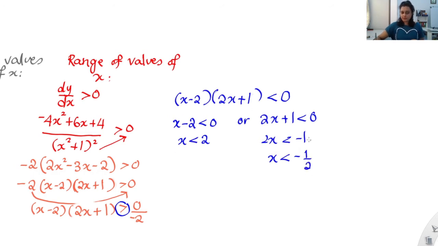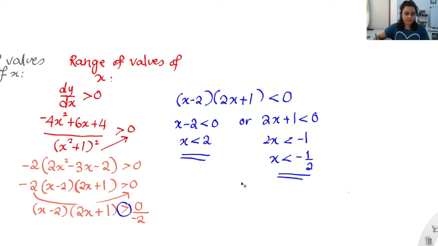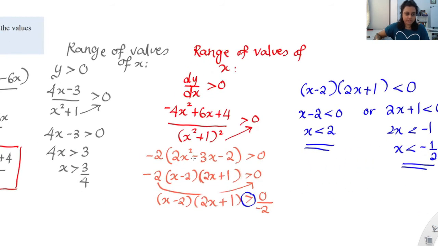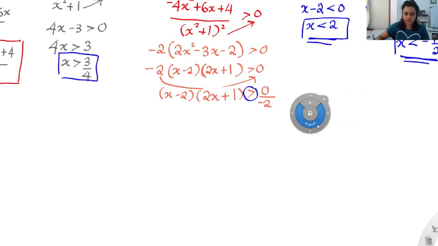Okay, so now our case here, we can write this way. So we already have the range, x lesser than 2, x lesser than negative 1 over 2, and we also have this, now one of the range is this x. So we are going to use these 3. Okay, so what I'm going to do is I'm going to draw a number line down here.